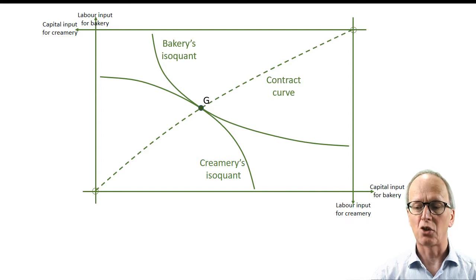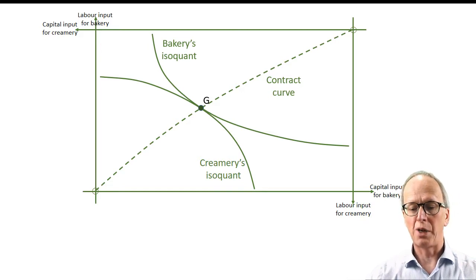At the top right hand corner, Richard and Seth will only produce and consume bread, while at the bottom left corner they will only produce cheese. Moving along the curve from top to bottom, they will be increasing cheese production at the expense of bread production.